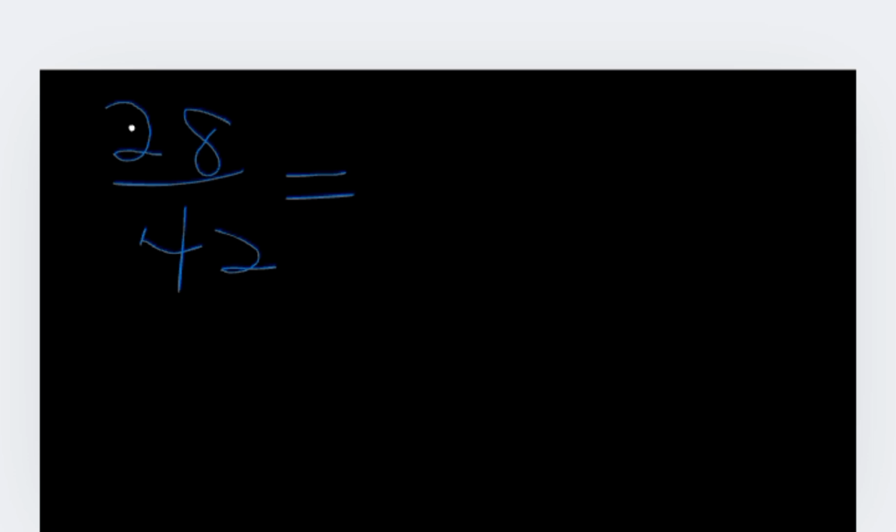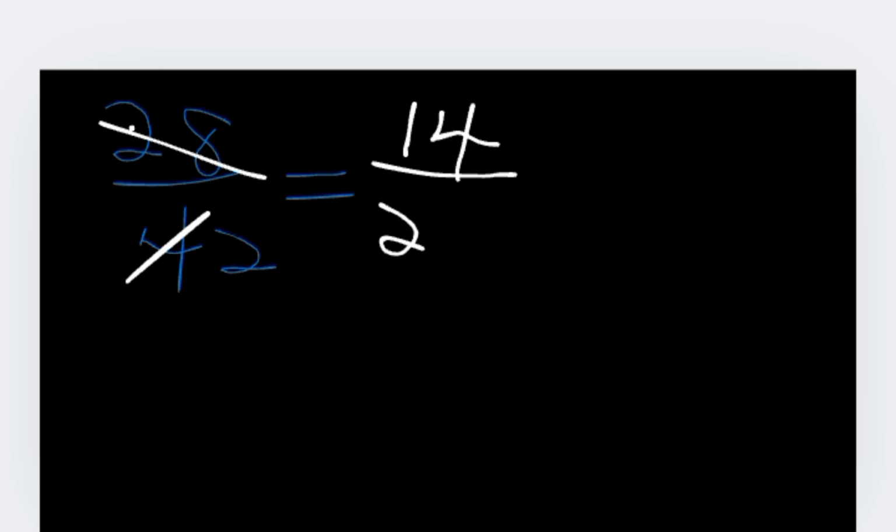Okay, so 2 can divide 28, and that will give us 14. 2 divides 42, and that will give us 21. So here we have 14 over 21.